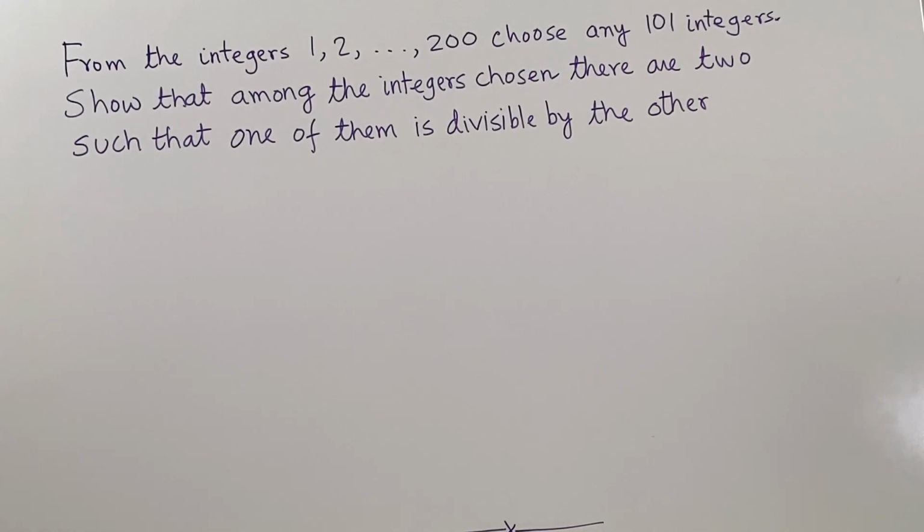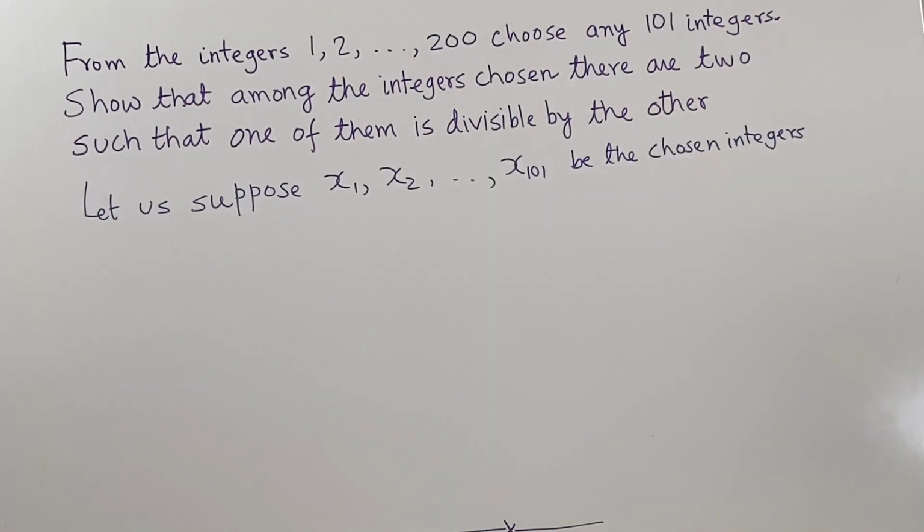In this edition, we will be trying to prove this interesting assertion. From the integers 1 to 200, suppose we choose any 101 distinct integers. We have to show that among these 101 distinct integers, there would be two integers such that one of them is divisible by the other. To prove this, let us suppose x1, x2, ..., x101 are the chosen integers.